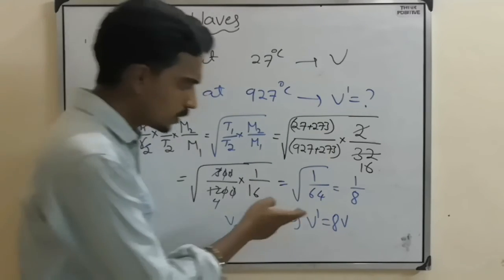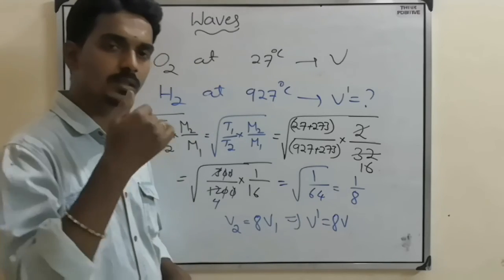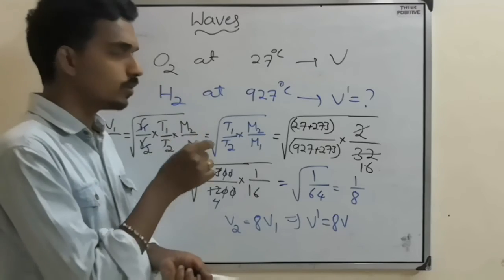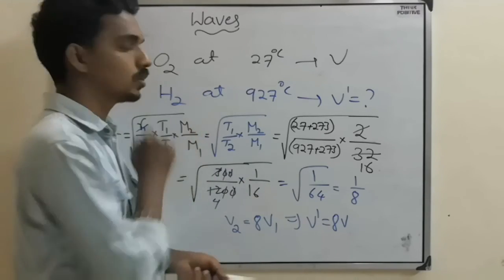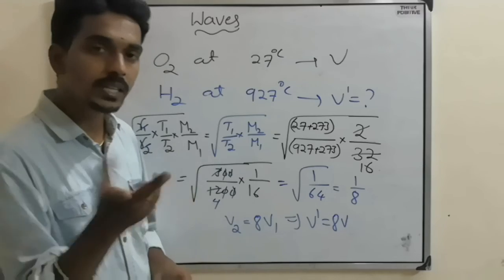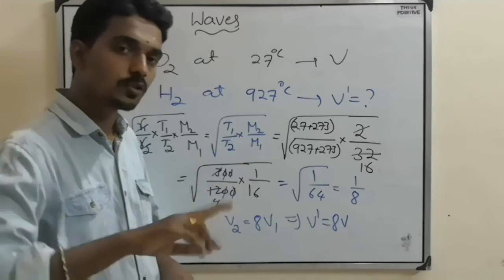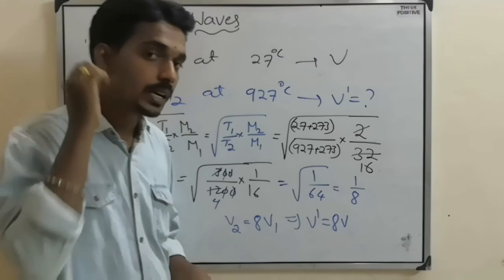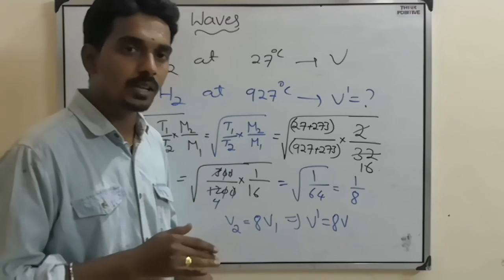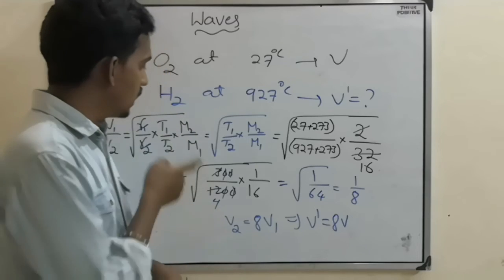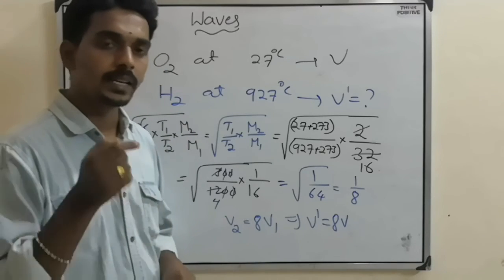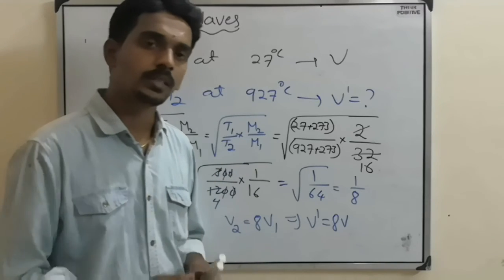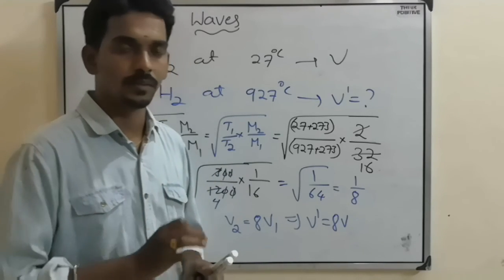So this is the speed of the same longitudinal or sound wave in these gases. The speed of sound wave is 8 times in H2 compared to O2, because of the temperature difference and also because of the molecular mass difference. Greater the temperature, greater the speed. Lesser the molecular mass, greater the speed, because speed is inversely proportional to mass and directly proportional to temperature. So such kinds of questions come based on the speed of sound wave in gas.